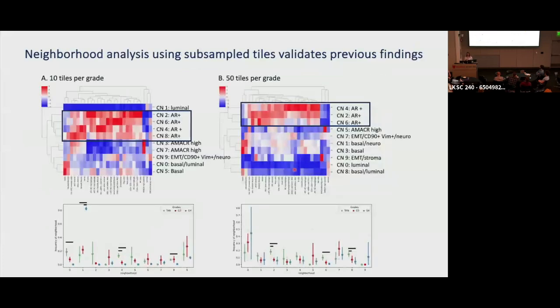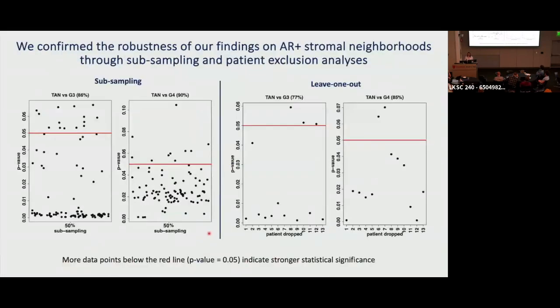And we show that the same neighborhoods were identified in both experiments, and AR-positive stromal neighborhoods frequency was again found to be significantly different in tumor-adjacent normal versus Gleason and Gleason 4 tumors. And to further show the robustness of these results, we performed subsampling and leave one out analysis as well.